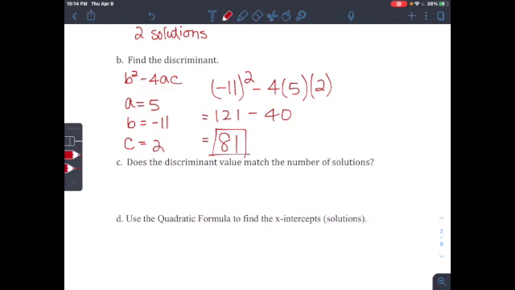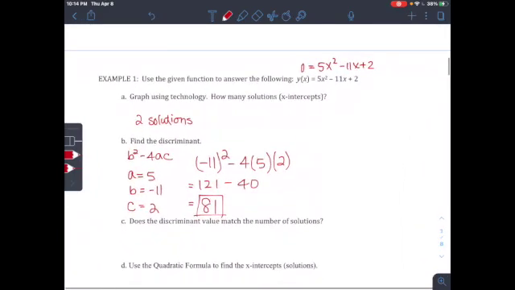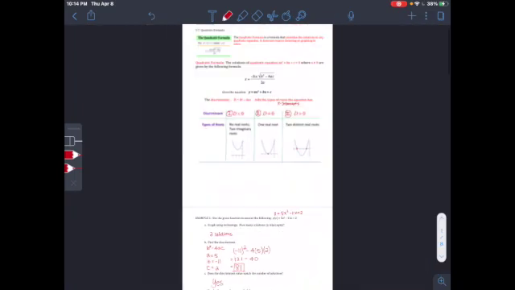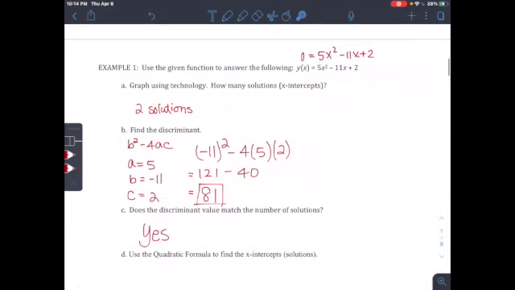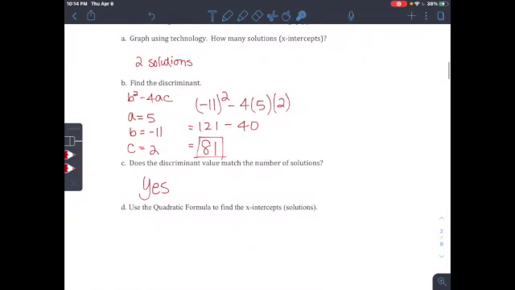C, does the discriminant value match the number of solutions? In this case, it will be a yes, because if you look at the chart above it, the discriminant is bigger than 0, and because it is bigger than 0, it has two distinct real roots. So that means this problem is going to get a parabola with two x-intercepts, and when you look at the graph, that's going to be the case.